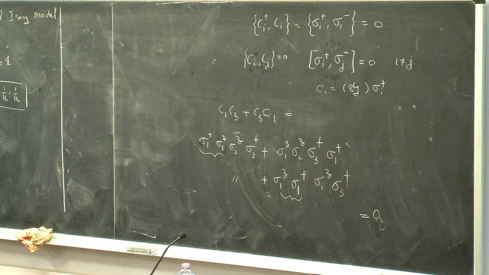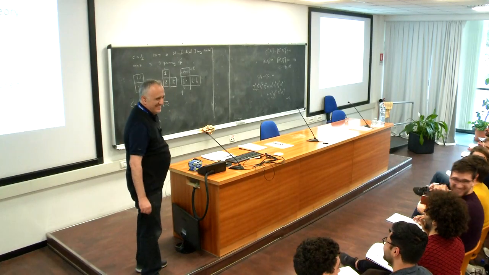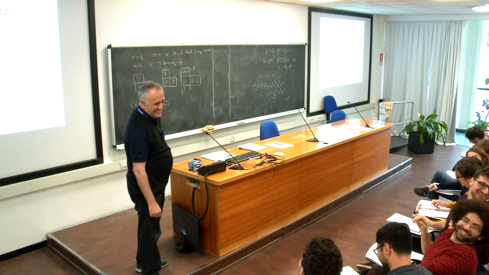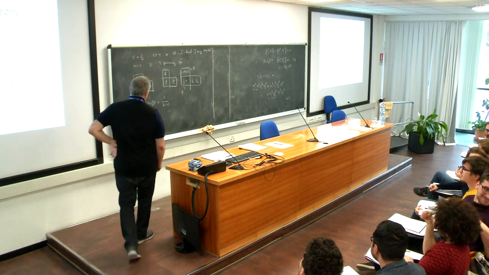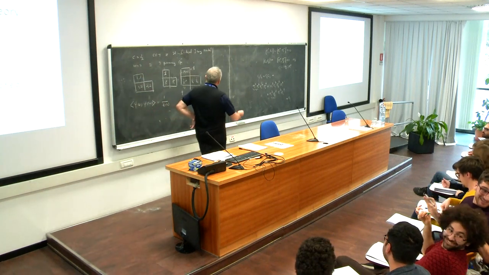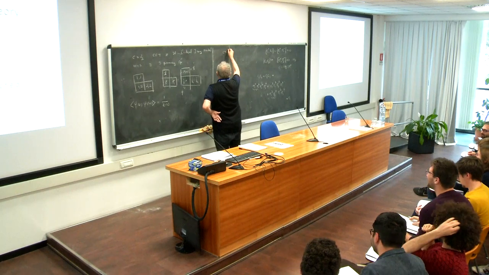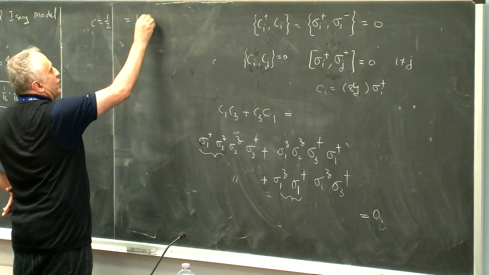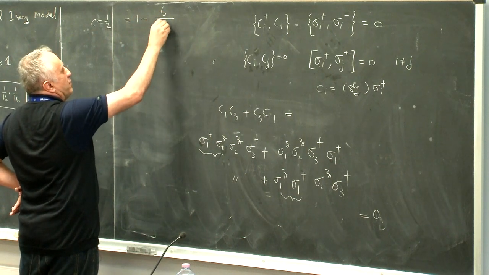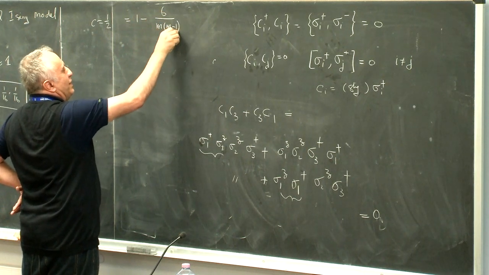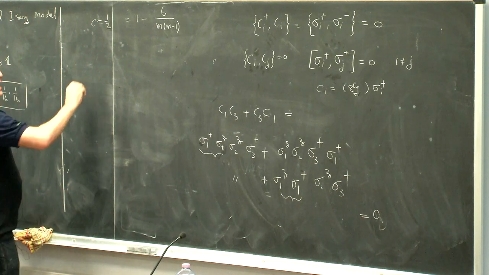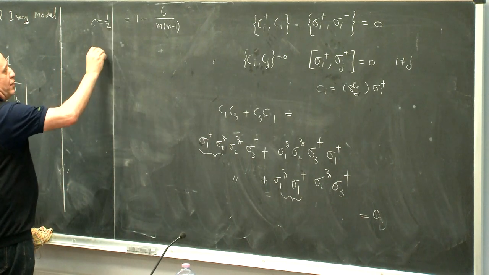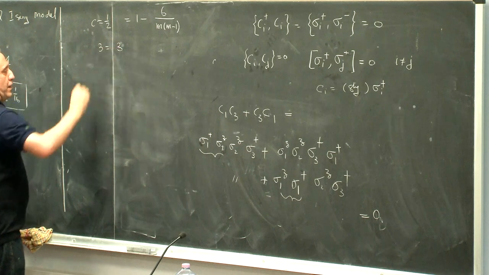Now this is a little, yes? I saw you draw these boxes. Don't they have any meaning? Sorry. Yes. c is 1/2, for which it was equal to 1 minus 6 divided by m times m minus 1. And for this to become 1/2, m has to be 3.